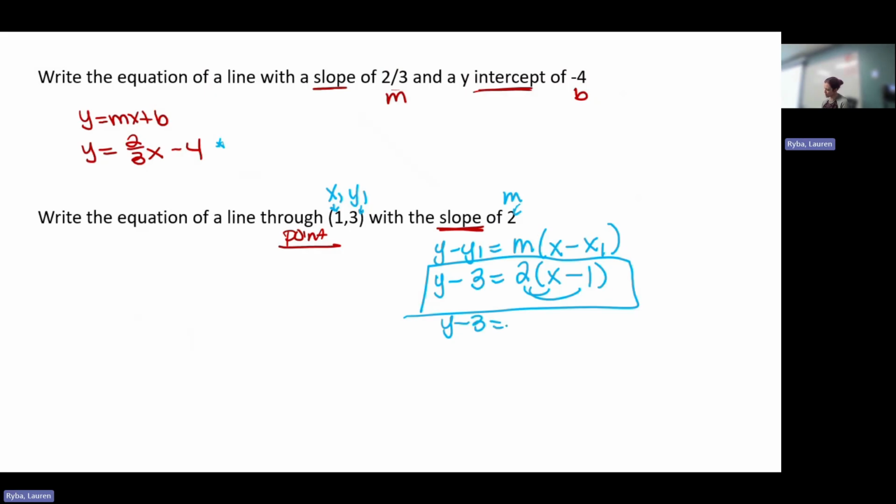Let's see, y minus 3 equals 2x minus 2. Then I would add 3 to both sides. So an equivalent form is y equals 2x plus 1. Generally on a test or quiz, I let you stop here. I don't force you to go further. Just know that if the homework says to go further, make sure you go to the form it says.